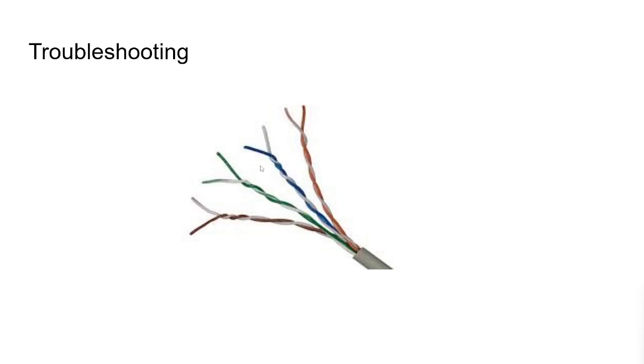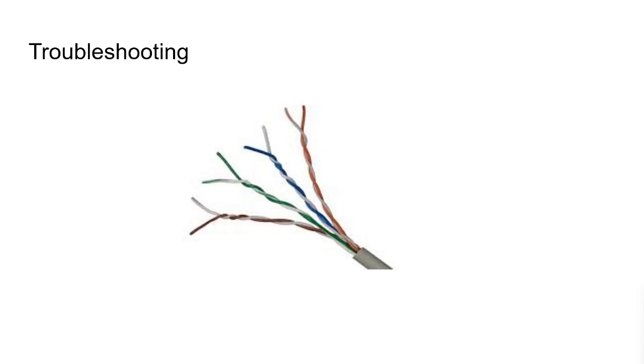When you're putting in the Ethernet ports, make sure the cable stays as twisted as possible, all the way up to the end where you're going to have your port, just so there's not a whole lot of crosstalk.